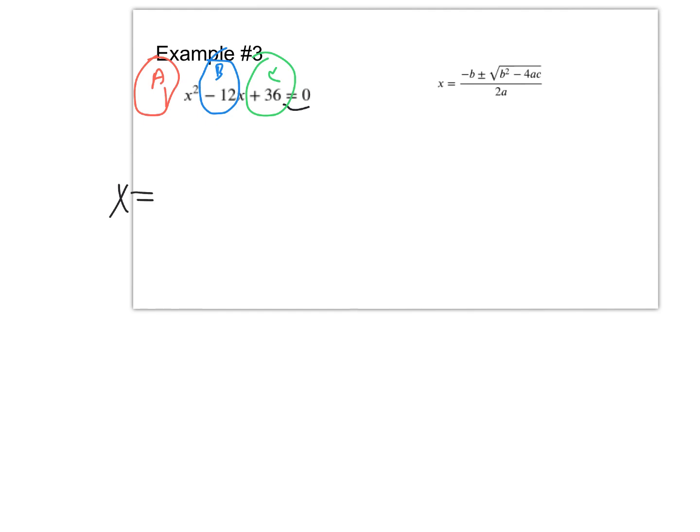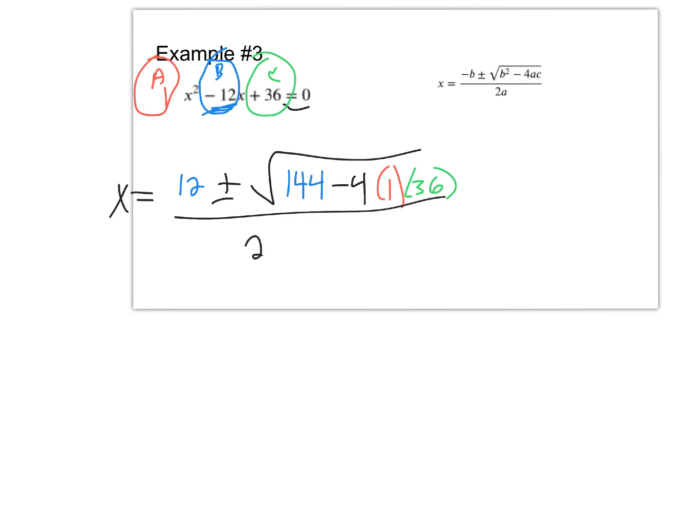X equals negative B. So negative 12 is positive 12. Plus or minus radical B squared. Negative 12 squared is positive 144. Minus 4 times my A value, which is 1, times my C value, which is 36, all divided by 2A, or 2 times 1. Okay, so now at this point, let's do the work under the radical.